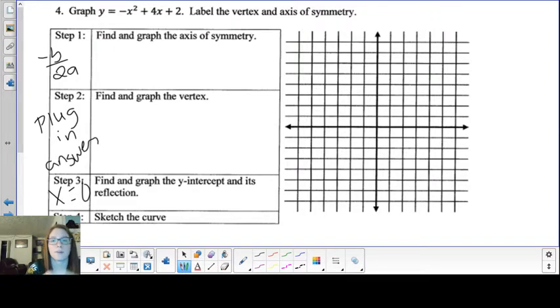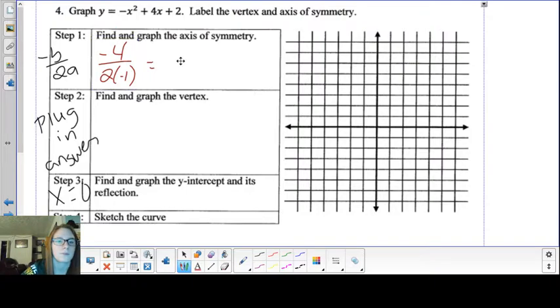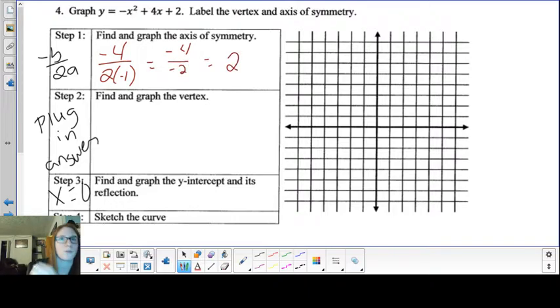My a in this case is negative 1. My b is 4, and my c is 2. So I have negative 4 over 2 times negative 1. So I have negative 4 over negative 2, which gives me 2. That means the axis of symmetry is here, where x is always 2. And that should be okay to be seen.